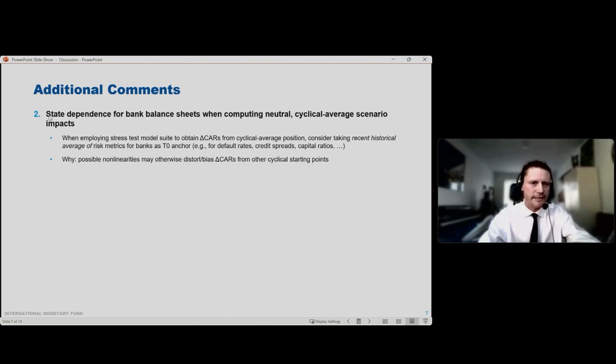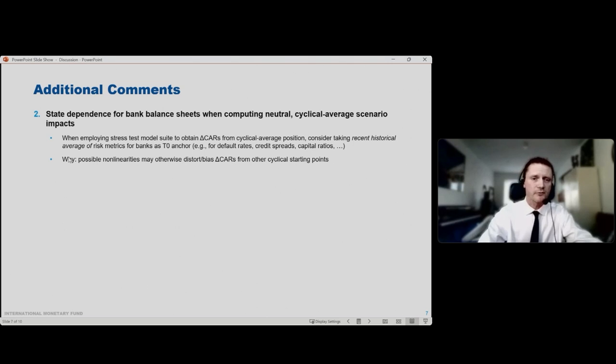about the possible state dependence for bank balance sheets and their response when computing the neutral cyclical average scenario impacts specifically. So what I mean here is that when employing a stress test model suite to obtain these shifts in capital ratios of the banks from the cyclical average position, the middle of the cycle, then I think it would be useful to consider taking recent historical averages of all the various risk metrics for the banks as a T0 anchor, so to speak. So this would mean default rates, interest rates at the bank level, capital ratio, so essentially the whole balance sheet and profit and loss statement.